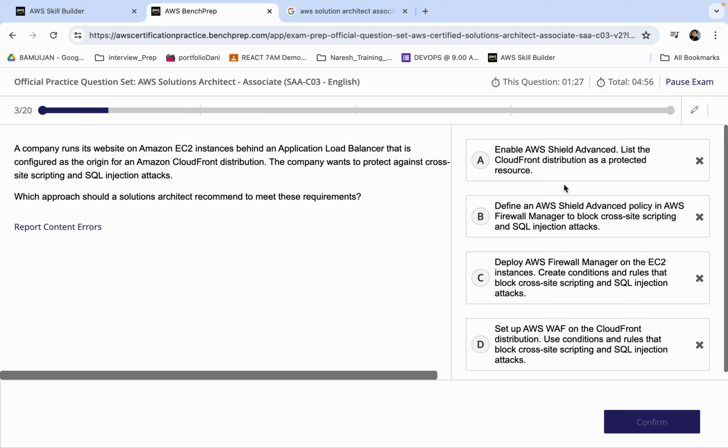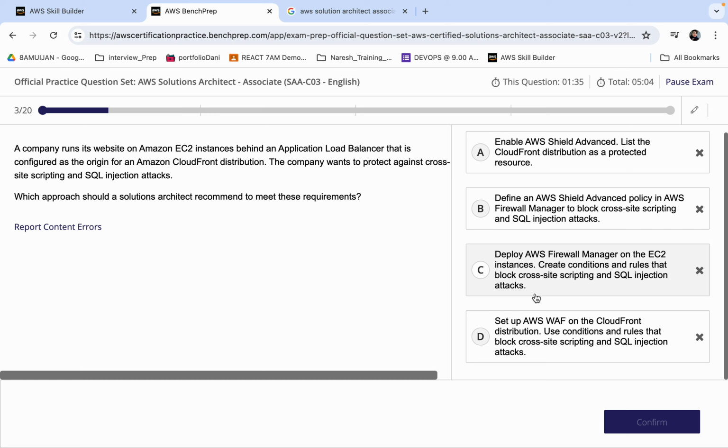So let's see. Yeah, so here is Shield Advanced also, but Shield Advanced will help in cross-site scripting for sure, but it will not help in SQL injection. So you can see there is only one answer.